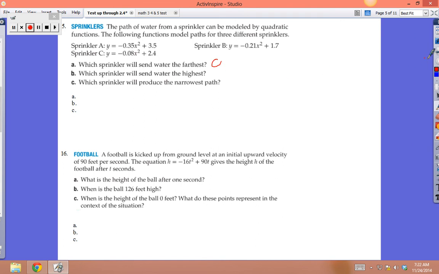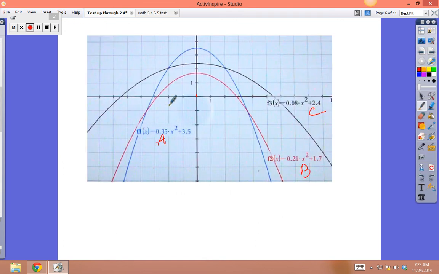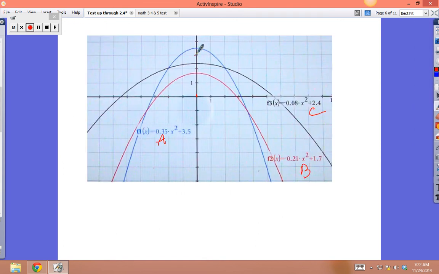Which one is going to go the highest? That's going to be the blue one. It's going to shoot water highest. So that's A. And then which one is going to be the narrowest path? That's going to be this red one, which is B. It's not going to shoot it. So pretend the sprinkler just goes back and forth and back and forth.